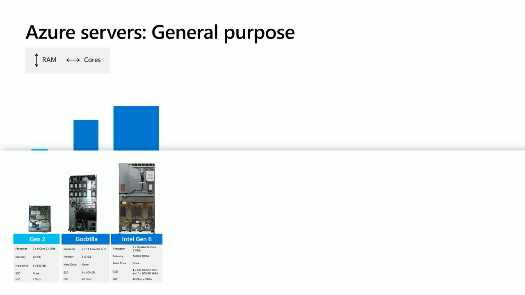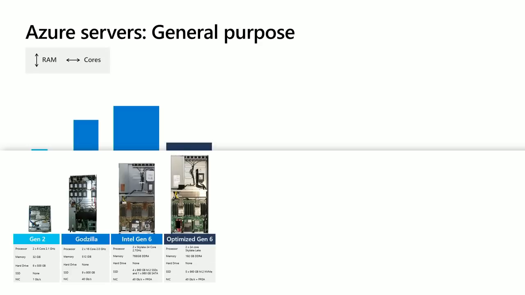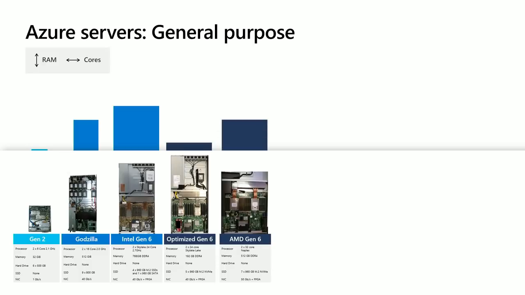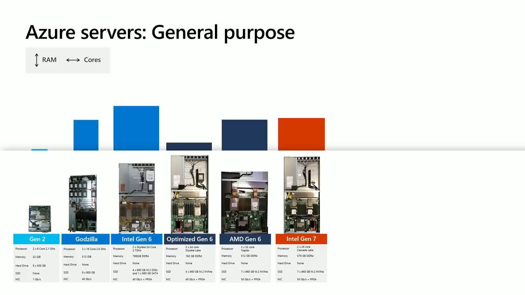But if you take a look, here's our latest generation, the one that we've been deploying over the last couple years, Intel Gen 6 servers, and you can see that it already has more RAM than we had in our largest supersize servers just a few years earlier. We're deploying AMD servers now, so you can see that we've got AMD Gen 6. We're starting to deploy our Gen 7 servers.